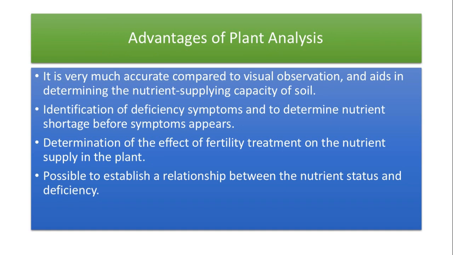So what are the advantages of plant analysis? It is very much accurate compared to visual observation, and it aids in determining the nutrient supplying capacity of the soil, identification of deficiency symptoms, and determining nutrient shortage before symptoms appear. It determines the effect of fertility treatment on the nutrient supply in the plant, and it is possible to establish a relationship between the nutrient status and the deficiency. Those are the advantages, and this is more accurate than visual observation.